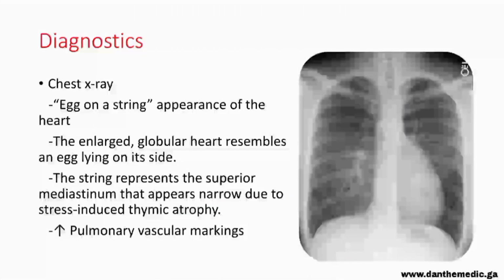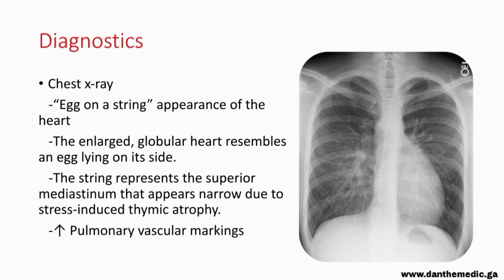We can also do chest X-ray. On doing chest X-ray, we are going to see egg on a string appearance of the heart. And then we are also going to see an enlarged globular heart that resembles an egg lying on its side. This string that we see represents the superior mediastinum that appears narrow due to the stress-induced thymic atrophy.